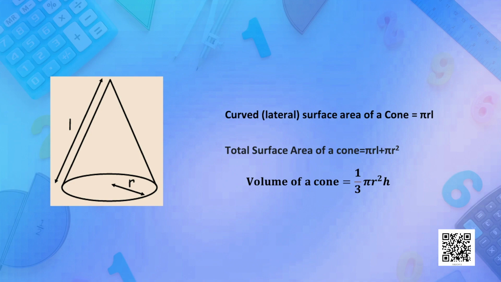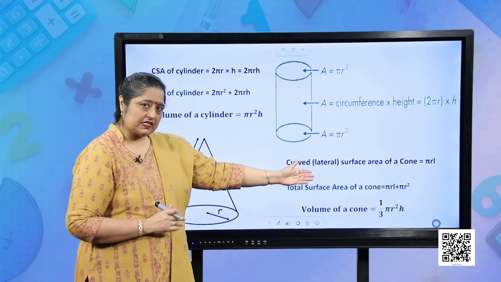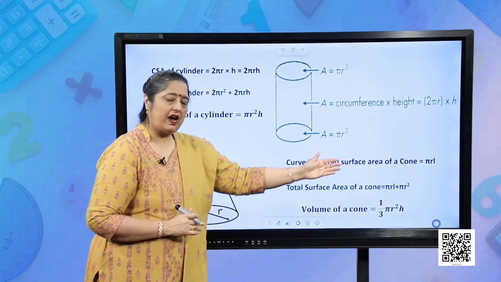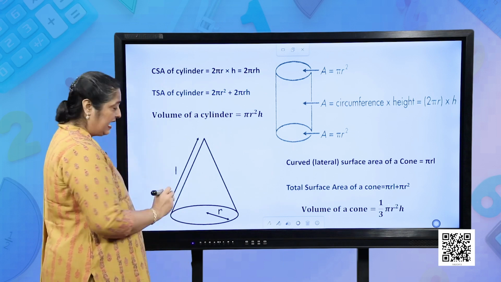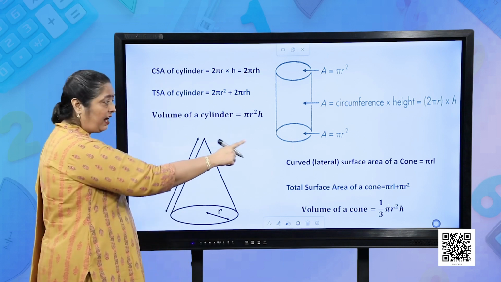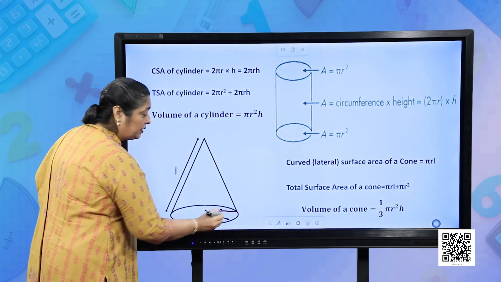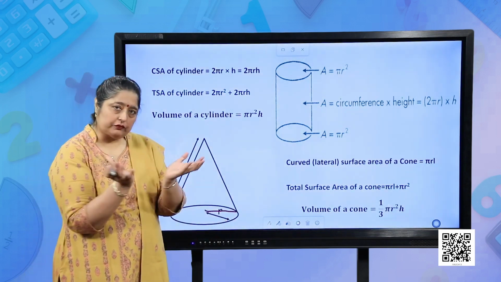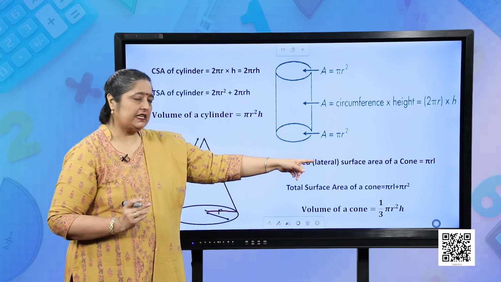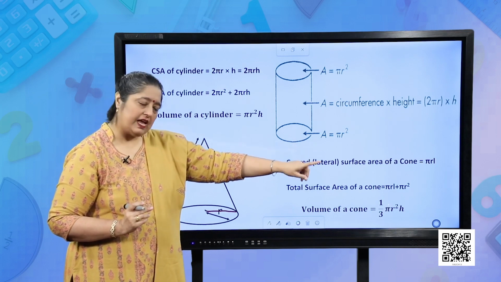Let us move over to the cone. The curved or the lateral surface area of the cone is pi r l. What is l? L is the slant height and r is the radius of the cone, radius of the base of the cone. So, curved surface area is pi into r into l.